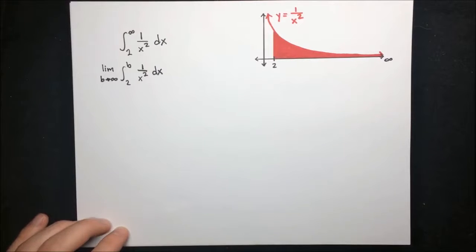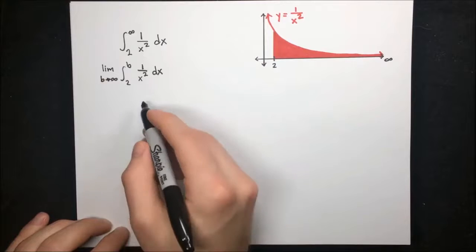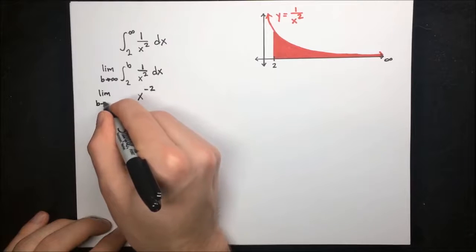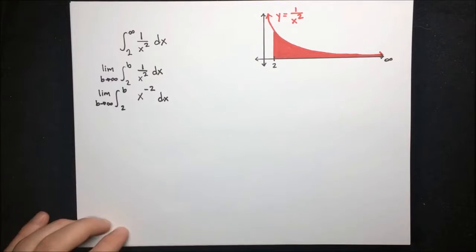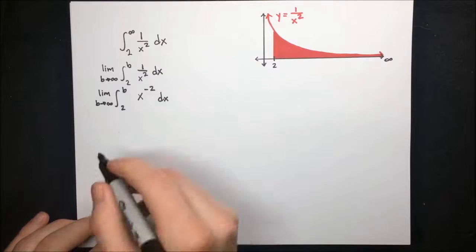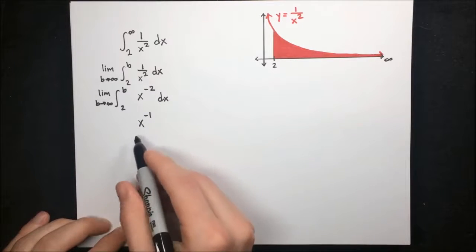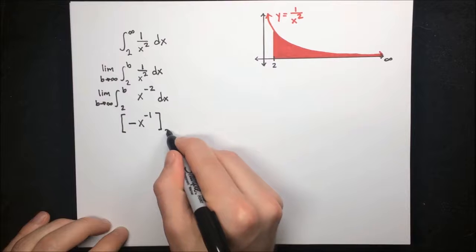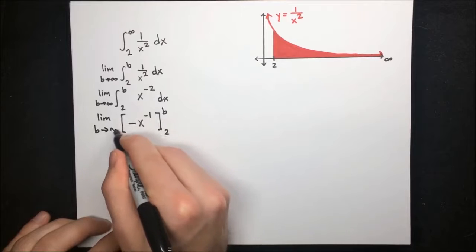This integral is easiest to compute if we write it as x to some power. 1 over x squared is just x to the negative 2 power. So we're taking the limit as b approaches infinity of the integral from 2 to b of x to the negative 2 dx. And using the power rule for integrals, all we have to do is increase that power by 1. Negative 2 plus 1 is negative 1, so x to the negative 1, and then multiply it by the reciprocal, but the reciprocal of negative 1 is just negative 1. So negative x to the negative 1, evaluated at the bounds 2 and b, take the difference, and also take the limit as b approaches infinity.